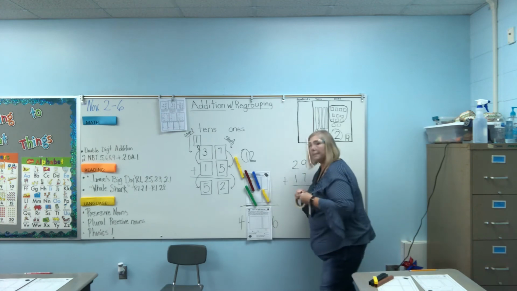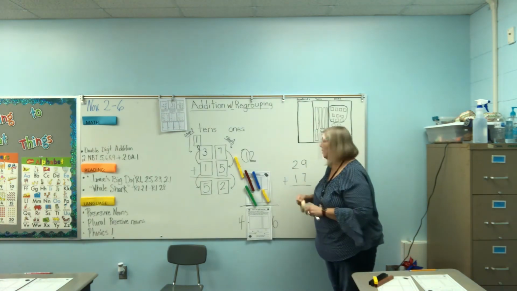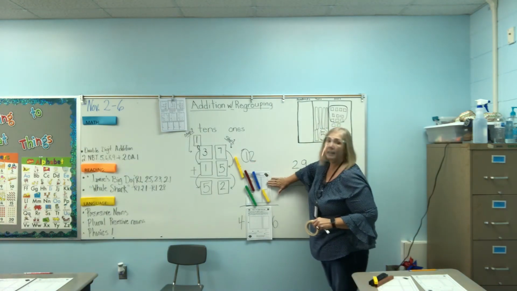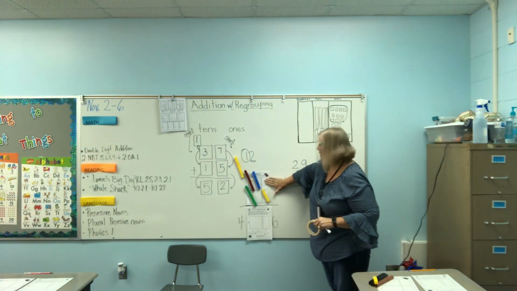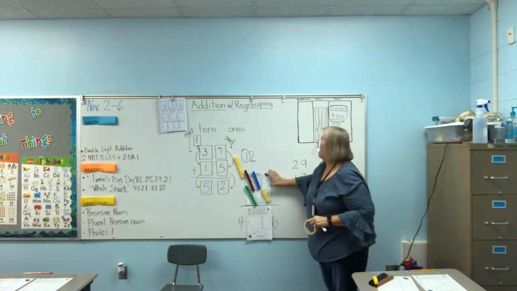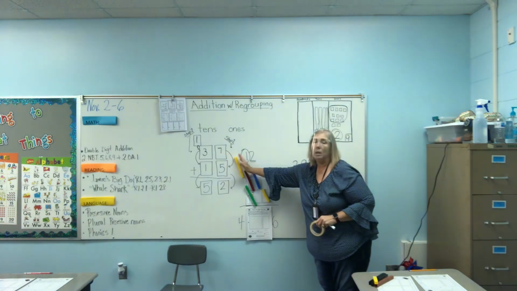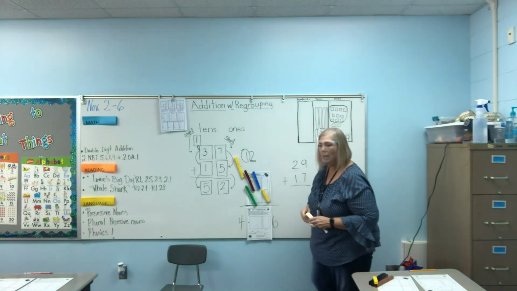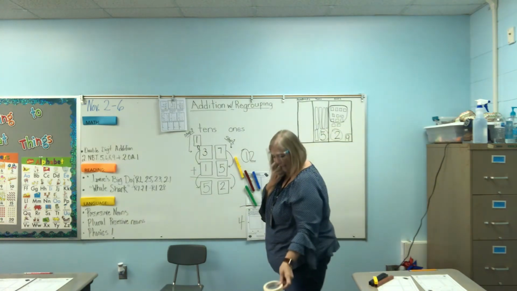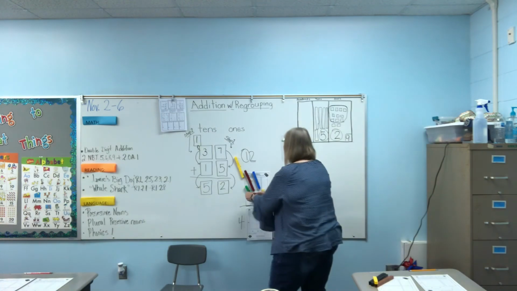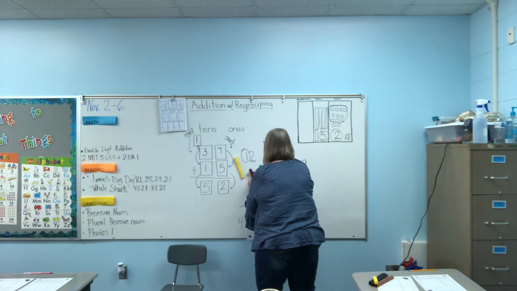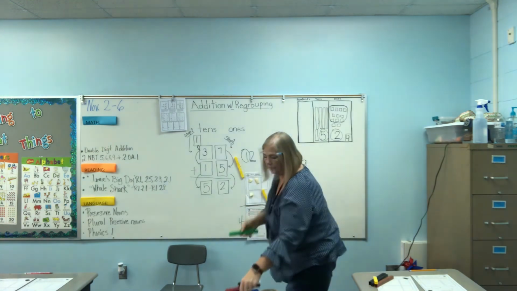All right? Does that make sense now, boys and girls? The reason we are carrying is because we made a set of 10, and 10s can't go in the ones column. They have to go over to the 10s column, and we have to add them in. Okay? Let's do some more practice. I'll put some other problems up on the board for you. And let's work them together.